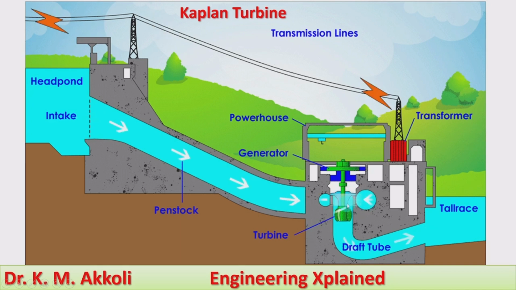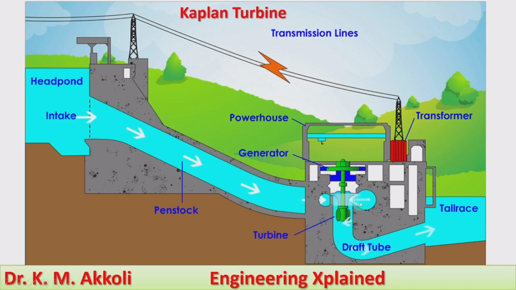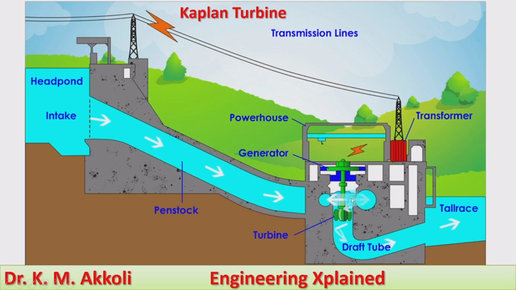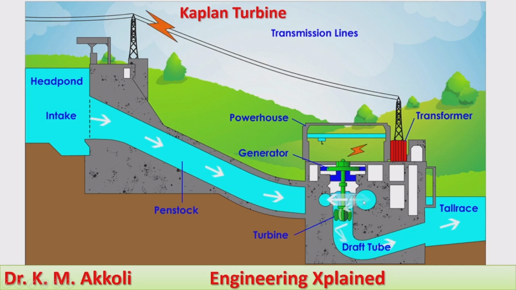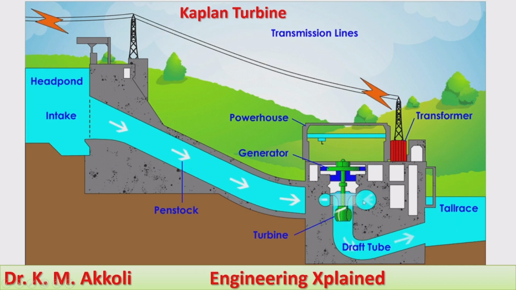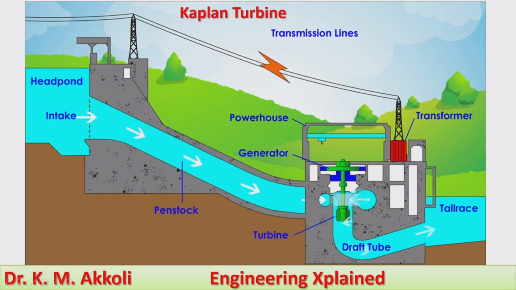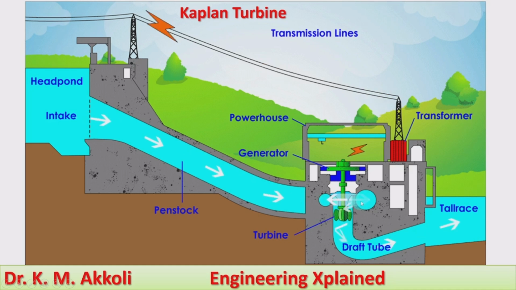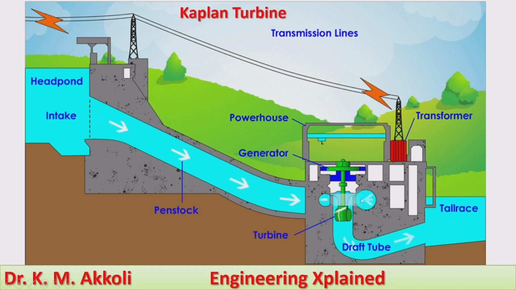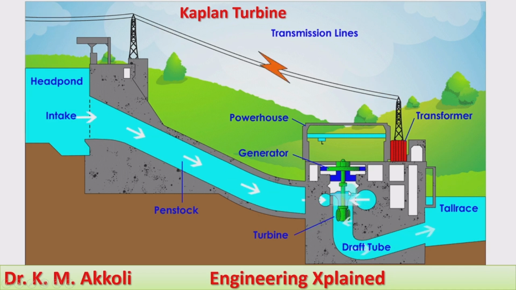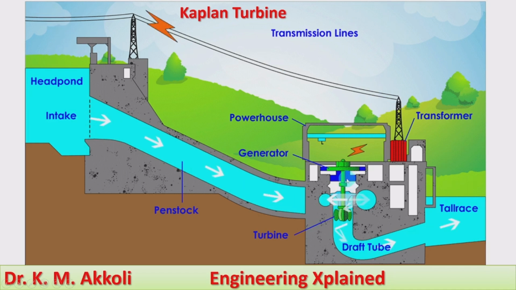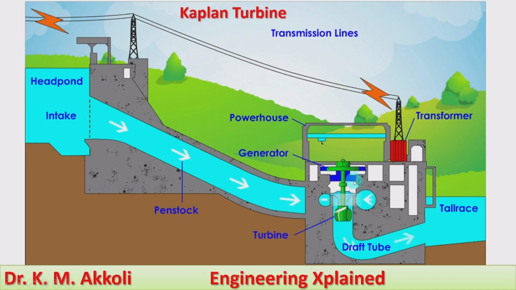And while flowing through the guide vanes as well as this main rotor, the pressure energy present in the water will be converted into kinetic energy while flowing between the blades of the guide vanes. And again the kinetic energy is imparted to this impeller, the rotor of the turbine, thereby we are going to get rotary mechanical energy.